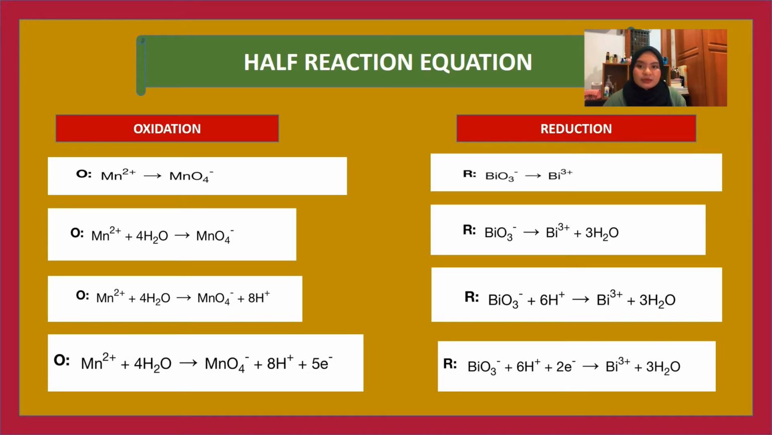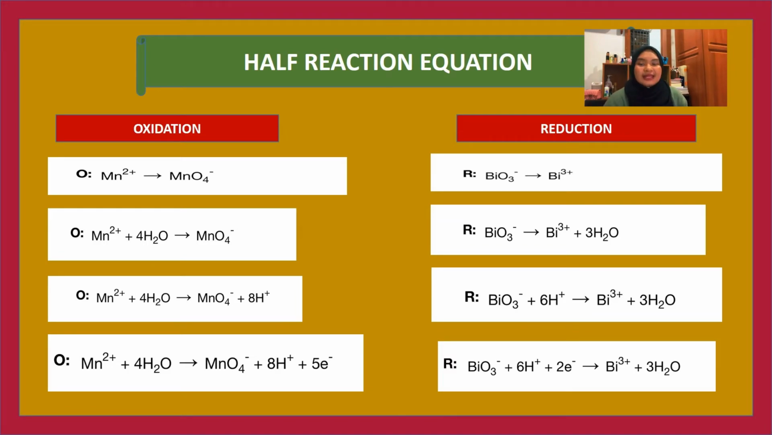The third step is to balance the hydrogen atoms by adding protons. Protons are H+. As you can see in the oxidation process, we add 8 protons, or 8 H+, on the right side, because we have 8 hydrogen atoms on the left side. In the reduction process, we add 6 protons on the left side, since there are 6 hydrogen atoms on the right side.